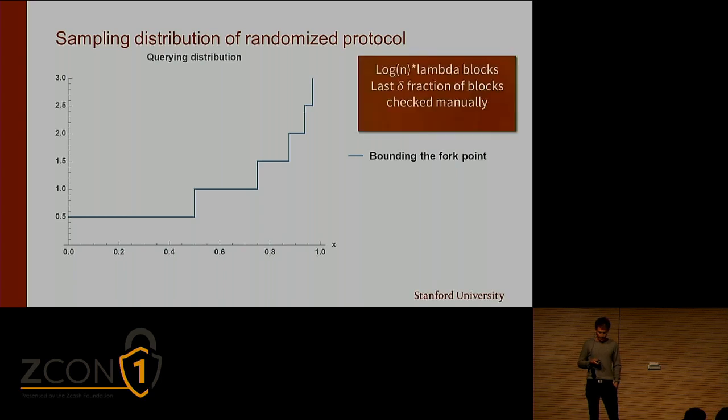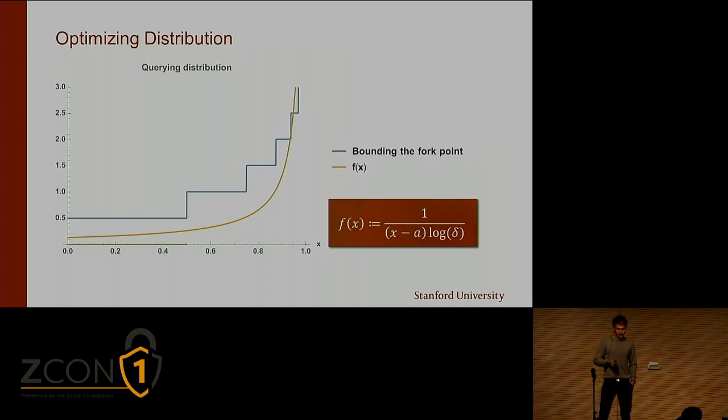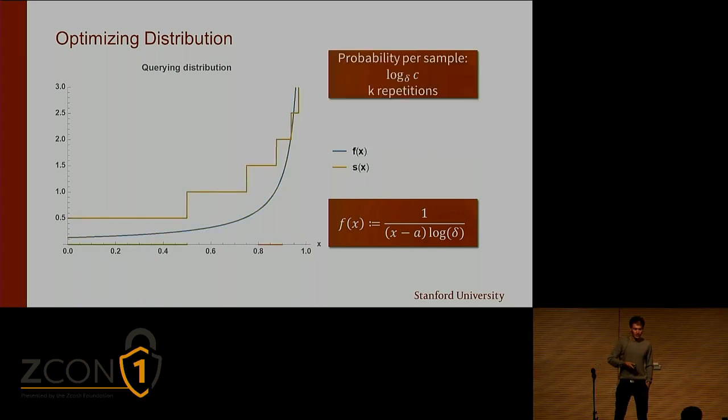Basically, what we show in the paper, using some fancy analysis, is that we can get a smoother function, which under some definition is optimal for this. We use some differential analysis to find this function, which is the optimal querying distribution for finding the adversary. And we can exactly say what is the probability that we catch the adversary with one sample, and then we can just repeat this k times to get whatever probability we want.